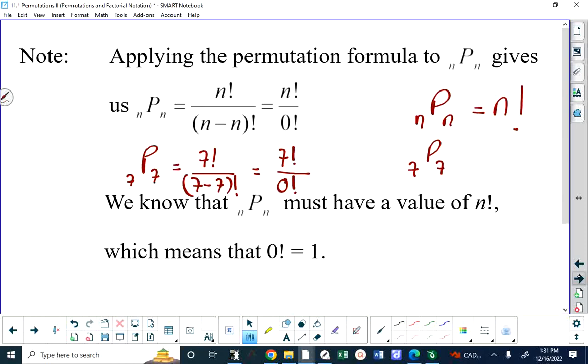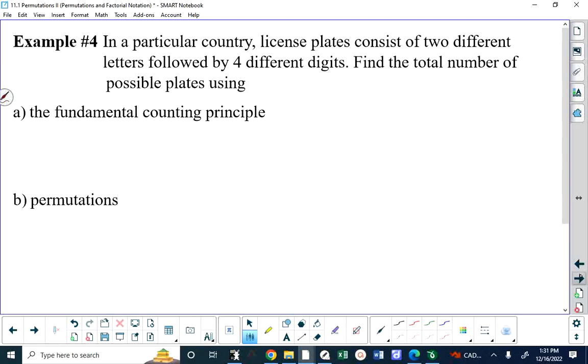Okay. All right, a couple more questions we're going to do here. In a particular country, license plates consist of 2 different letters followed by 4 different digits. How many plates are there? Well, if you use the fundamental counting principle, this is what you would do. And I want everybody to just roll that around upstairs for a minute and see if that makes sense to you.